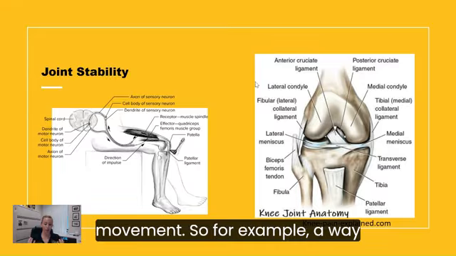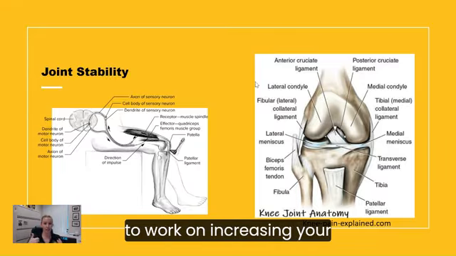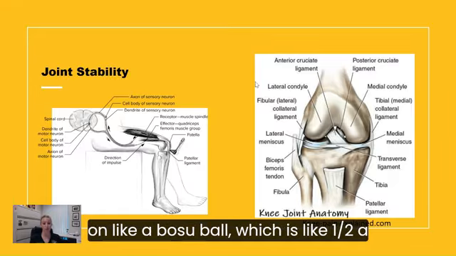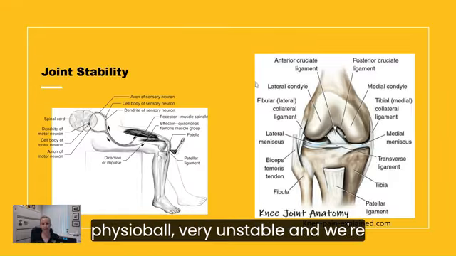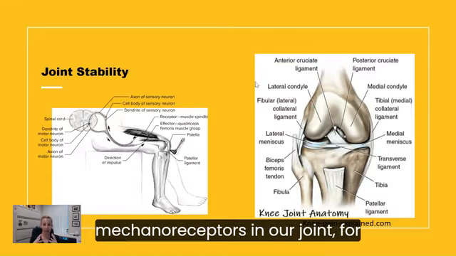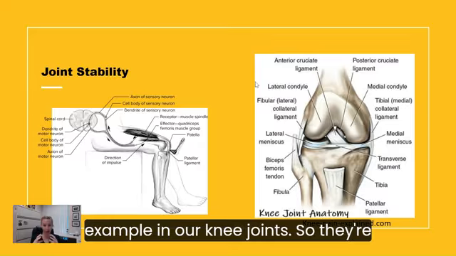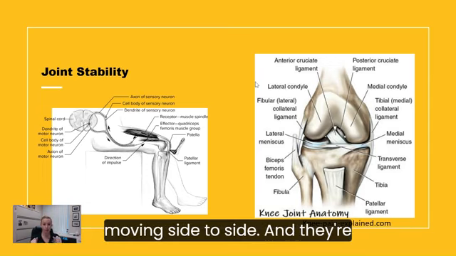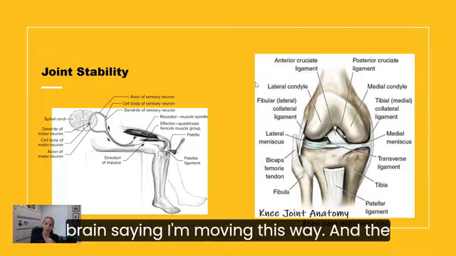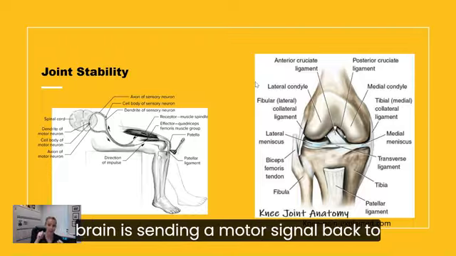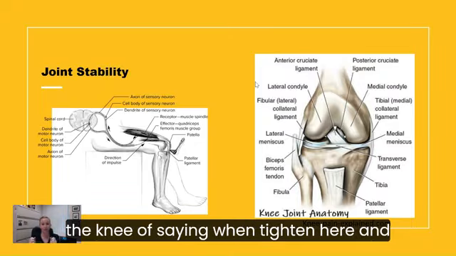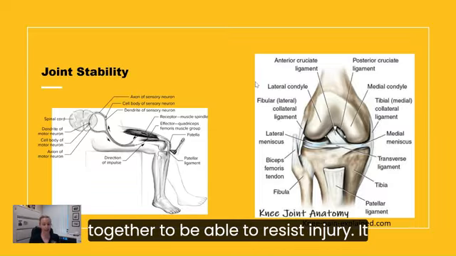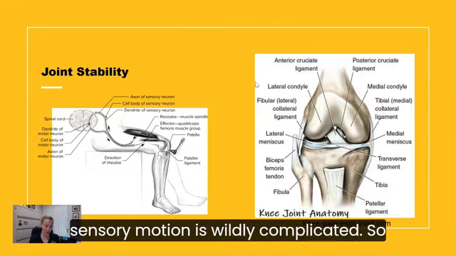So for example, a way to work on increasing the sensitivity of your sensory motor system is balancing. Let's say we're standing on a Bosu ball, which is like half a physio ball, very unstable, and we're wobbling around. All of these mechanoreceptors in our joint, for example in our knee joint, are sensing when I'm moving back, when I'm moving forward, and when my knee is moving side to side. They're sending a signal back to the brain saying, I'm moving this way. And the brain is sending a motor signal back to the knee saying, tighten here and contract here. So it's all working together to be able to resist injury. It gets way more complicated than that. The sensory motor system is wildly complicated.